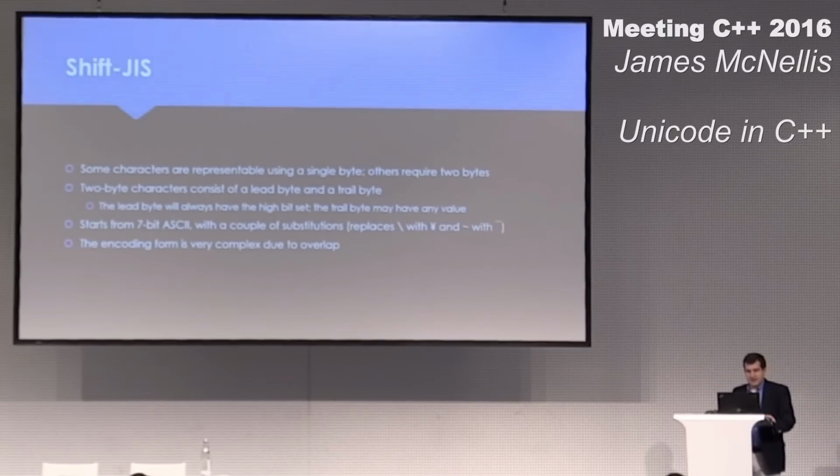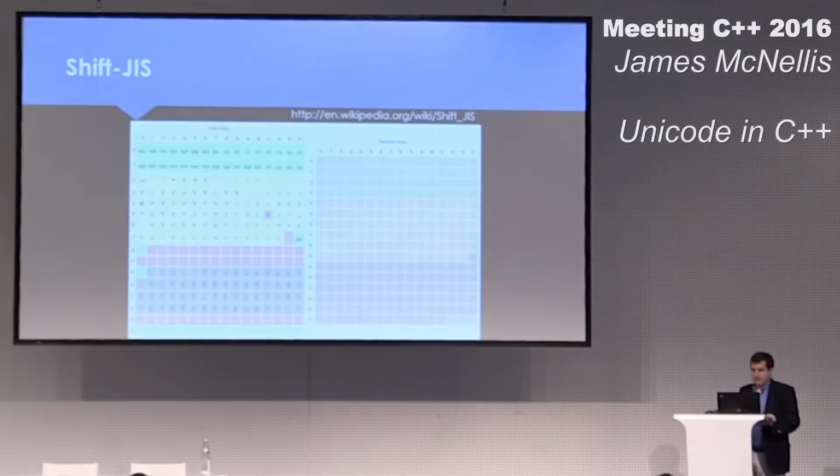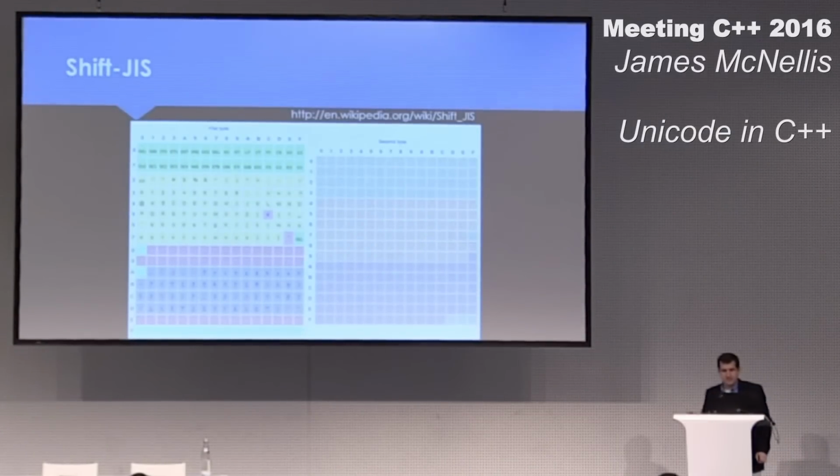So it starts with 7-bit ASCII. It makes a couple of substitutions. It replaces the backslash with the yen symbol, for example. And unfortunately, this encoding is very complex due to overlap. So here's a picture of the table. Here in the table, the yellow and blue characters are representable using a single byte, so those include all of the ASCII characters. And then the red characters, the red boxes on the left-hand side, are lead bytes, and so if you're parsing along and you see one of those values, you then need to combine it with the next byte to figure out what the character is.